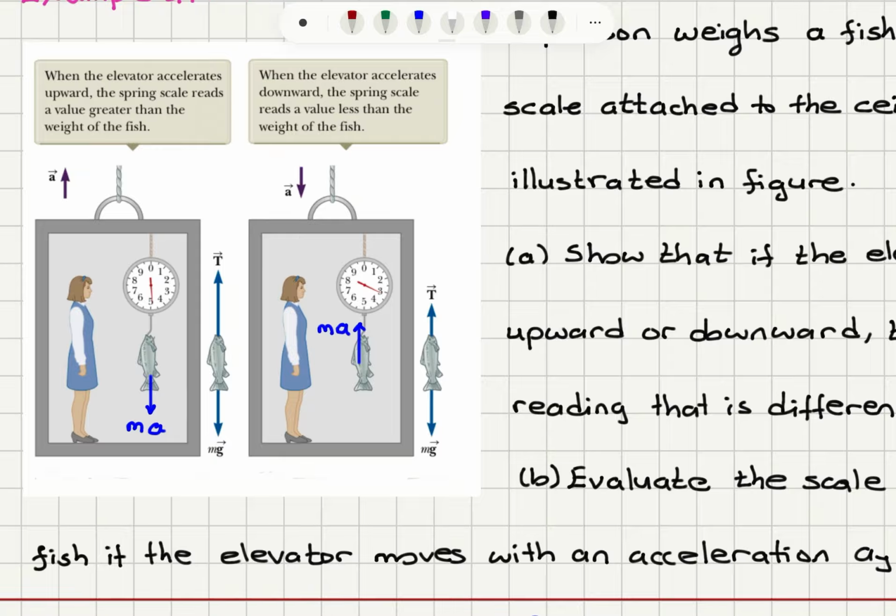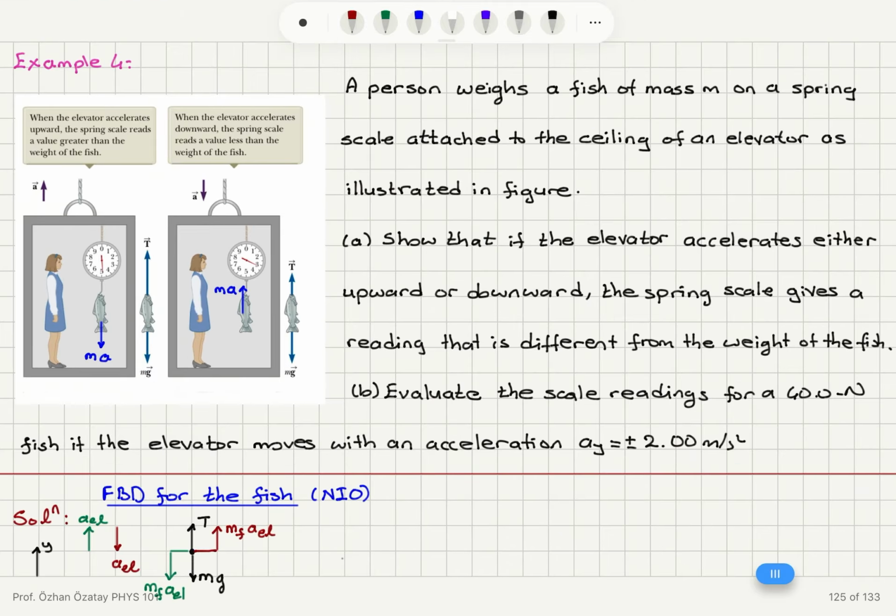If the elevator accelerates down, there will be a fictitious force acting on it, mass times acceleration, in the upward direction. And we have the tension that is being measured by the spring scale, and mg, the weight of the fish, pointing down. So show that if the elevator accelerates either upward or downward, the spring scale gives a reading that is different from the weight of the fish. Evaluate the scale readings for a 40 Newton fish, that's the weight of the fish, if the elevator moves with an acceleration upward or downward 2 meters per second square.